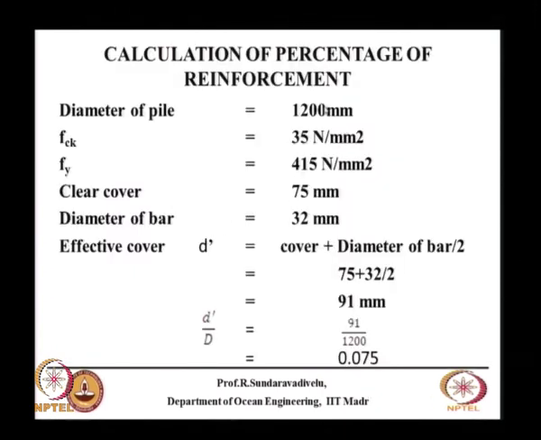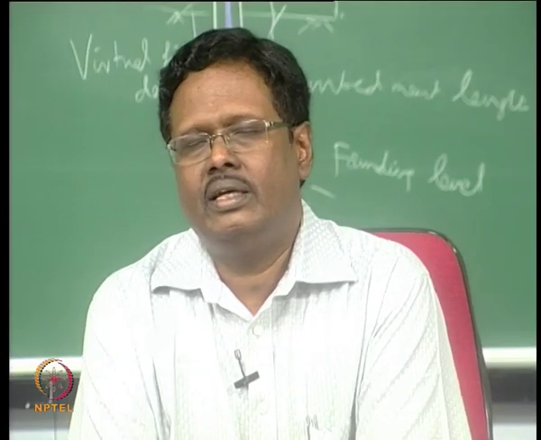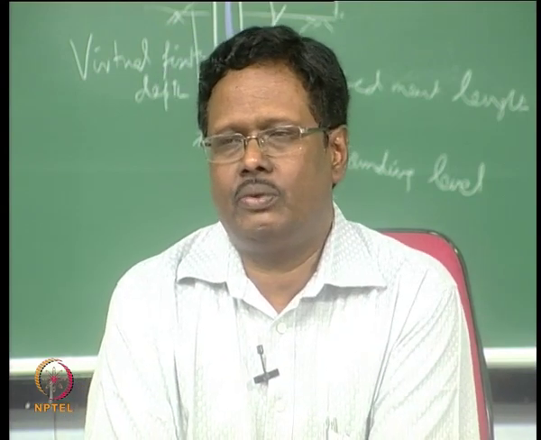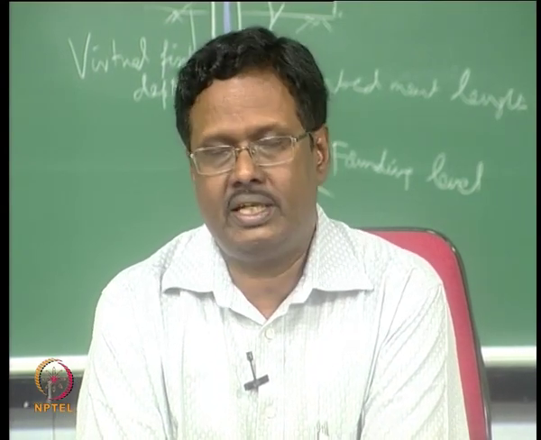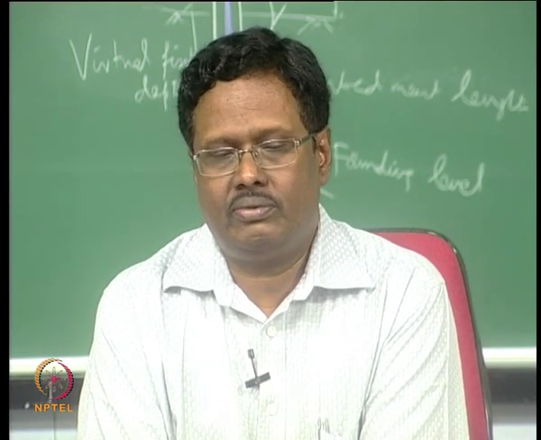We have to assume the diameter of the pile even before starting the analysis. I told you the span by depth ratio can be around 12 to 15 for the piles. We have to assume the grade of concrete. Nowadays we use 500 yield steel, clear cover is 75, bar diameter is 32, and the effective cover is cover plus diameter by 2. Nowadays the clear cover is defined from the distribution steel. Earlier it was measured from the main steel, now it is from the distribution steel.